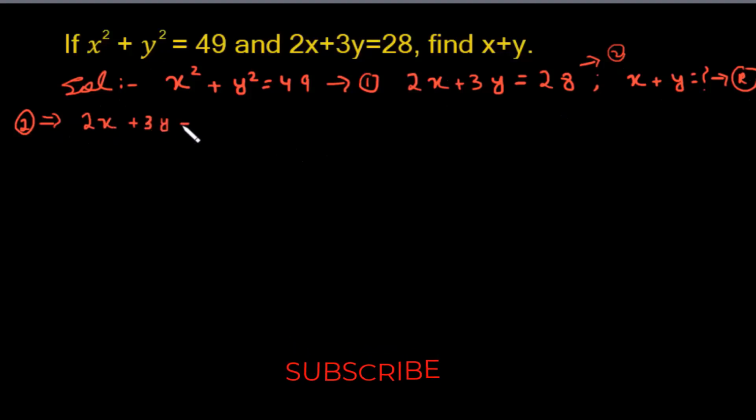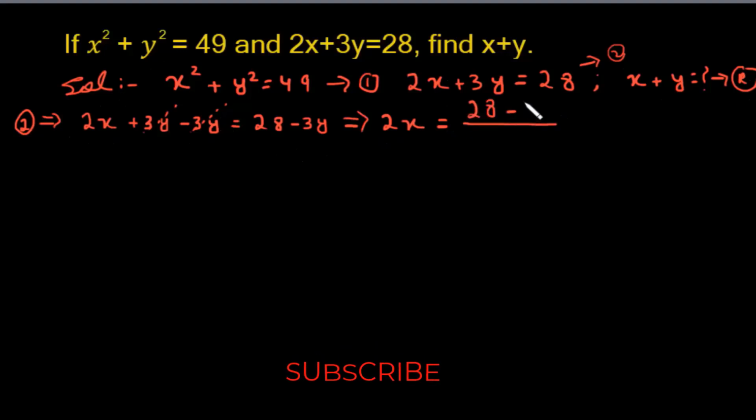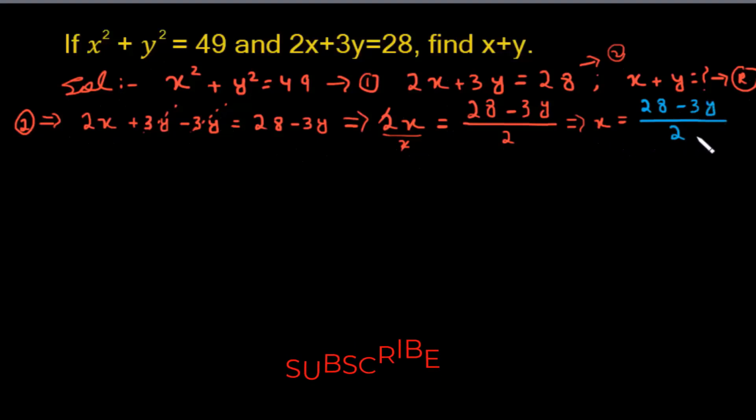Using equation 2, we have 2x plus 3y, subtracting 3y from both sides. This gets cancelled, and I come up with 2x is equal to 28 minus 3y. Now I will divide both sides by 2, and we come up with x is equal to 28 minus 3y divided by 2. Now I will substitute this value of x into the quadratic equation, the circle equation.